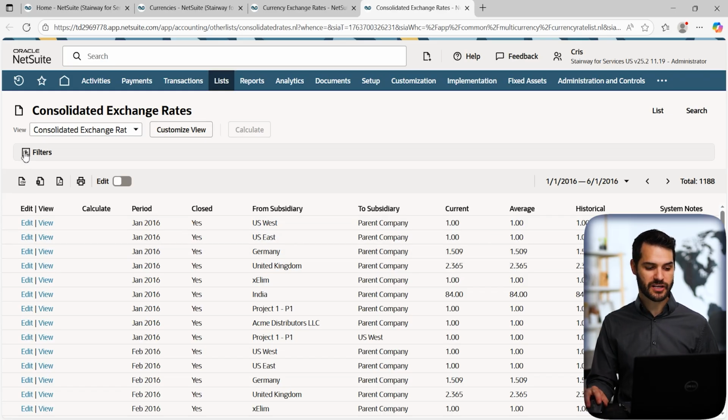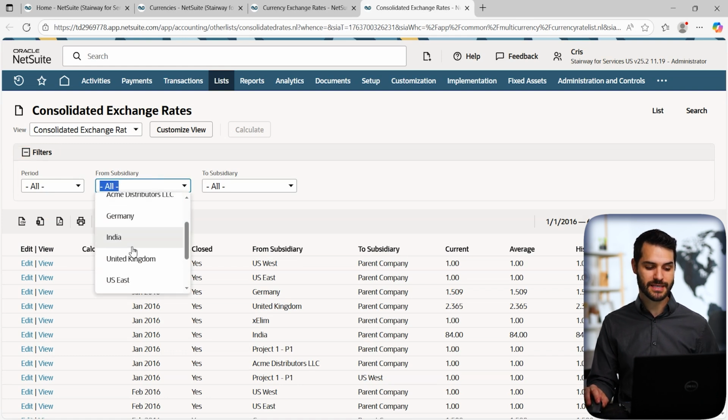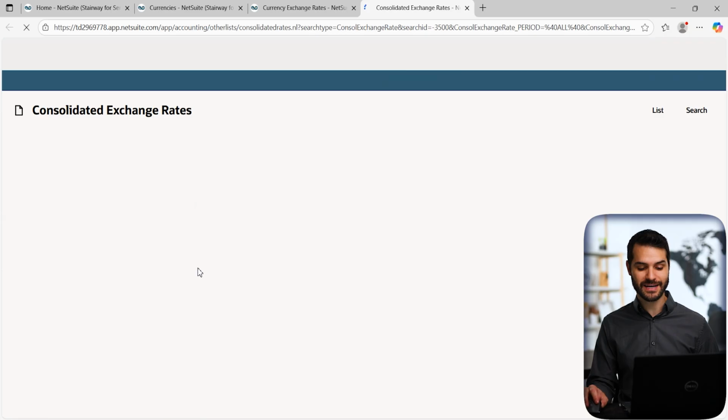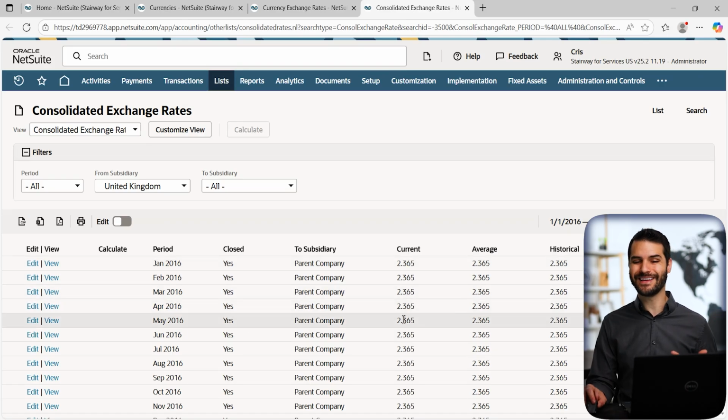And you can always come over here and go into filters. If you wanted to look at it by a particular subsidiary, you could simply come in here and say, I want to look at it for the United Kingdom. So this is going to show you all of the various periods just for the United Kingdom. And again, month to month here, we're looking at the exact same numbers. For any normal account that has a rate provider, you're going to have very different numbers going down through the time periods. So this is our consolidated exchange rates.